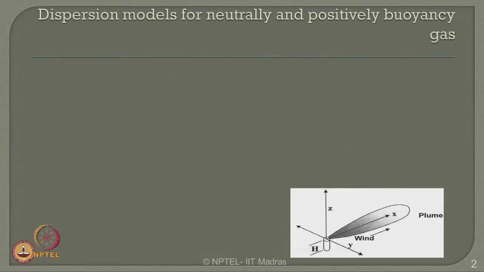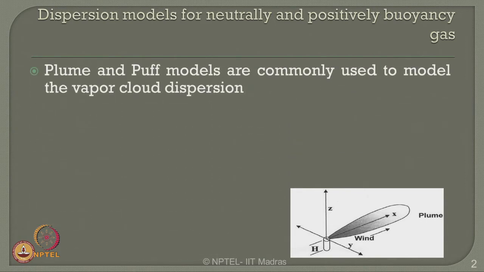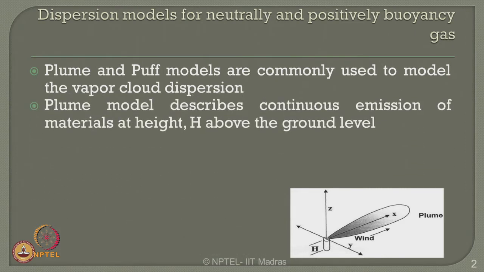There are various dispersion models available in the literature, which we have seen in the earlier lectures for chemical releases. Now let us talk about various dispersion models, the plume and puff models, which are useful for neutrally and positively buoyant gases. The plume and puff models are commonly used to model vapor cloud dispersion, which were seen in detail in the last lectures also. The plume model describes the continuous emission of materials at height h above the ground level.